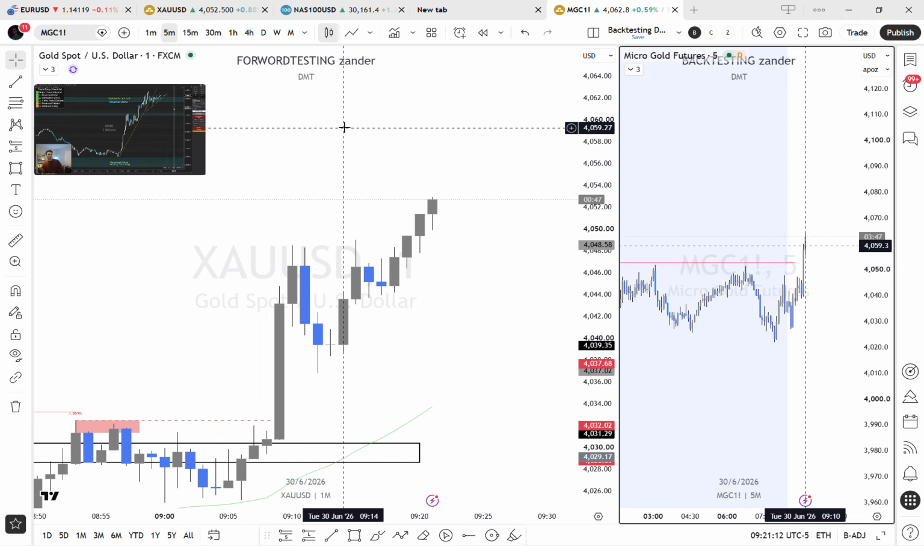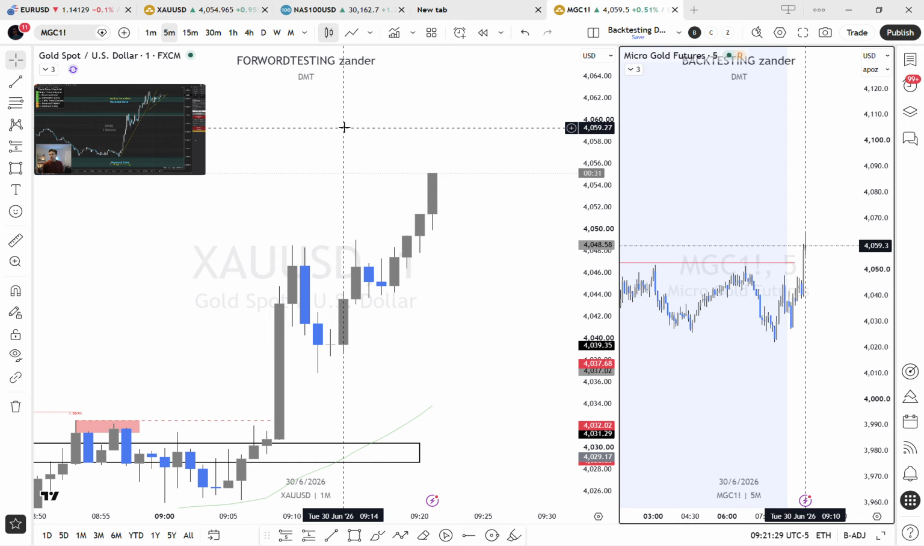Damn, gold is going up. It's a buy. It's a buy. Right now, I'm just looking at gold. I'm just waiting. Not in a trade right now.